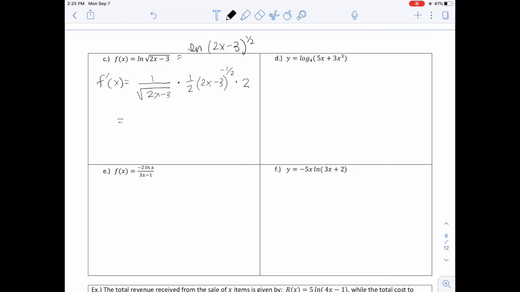From here we can simplify this. The 2 and the 1/2 will reduce out, and we end up with 1 over the square root of 2x minus 3. And then this part, which is 2x minus 3 raised to the negative 1/2, is going to move to the denominator and also becomes a square root. So we have the square root of 2x minus 3. And the square root of 2x minus 3 times the square root of 2x minus 3 just simplifies to 2x minus 3.